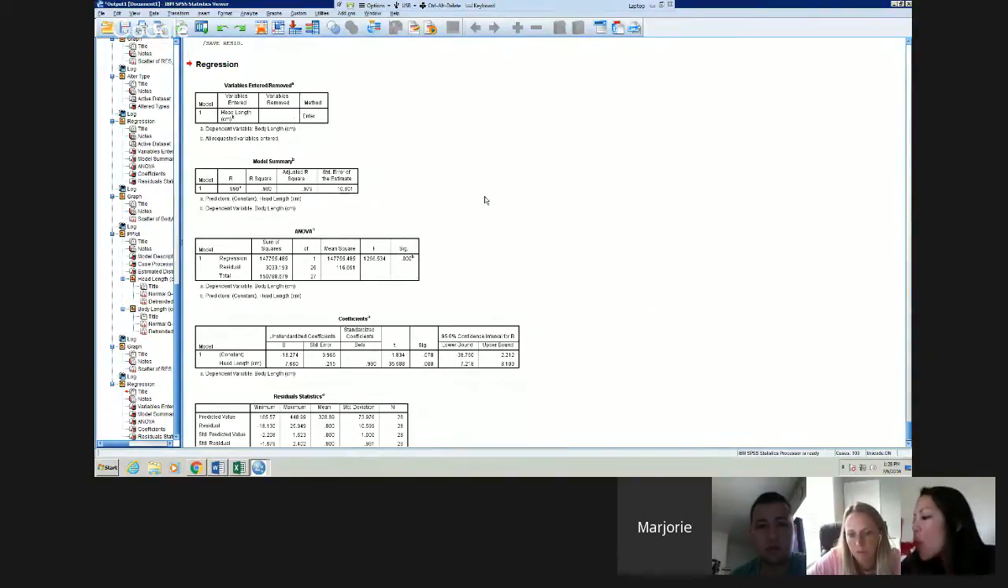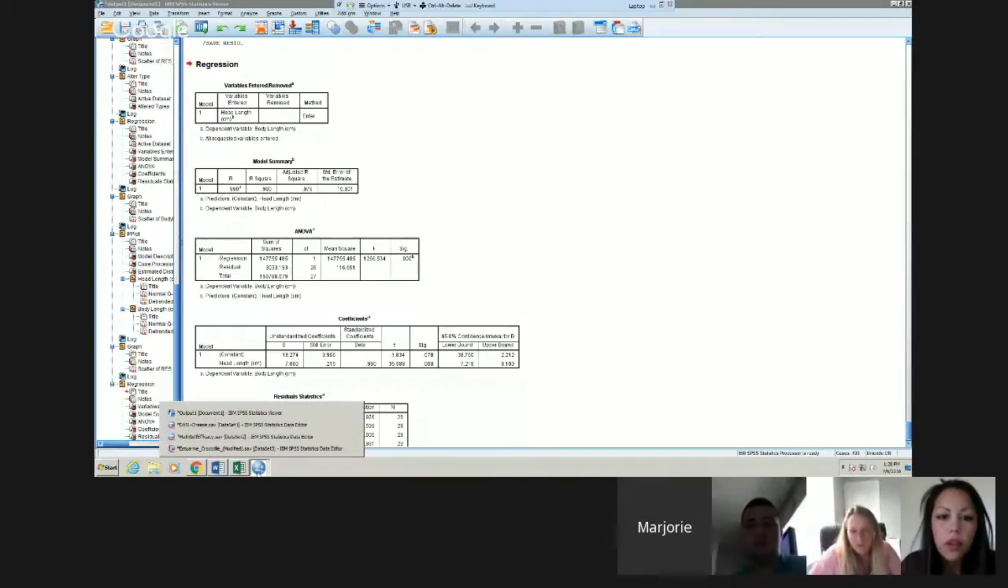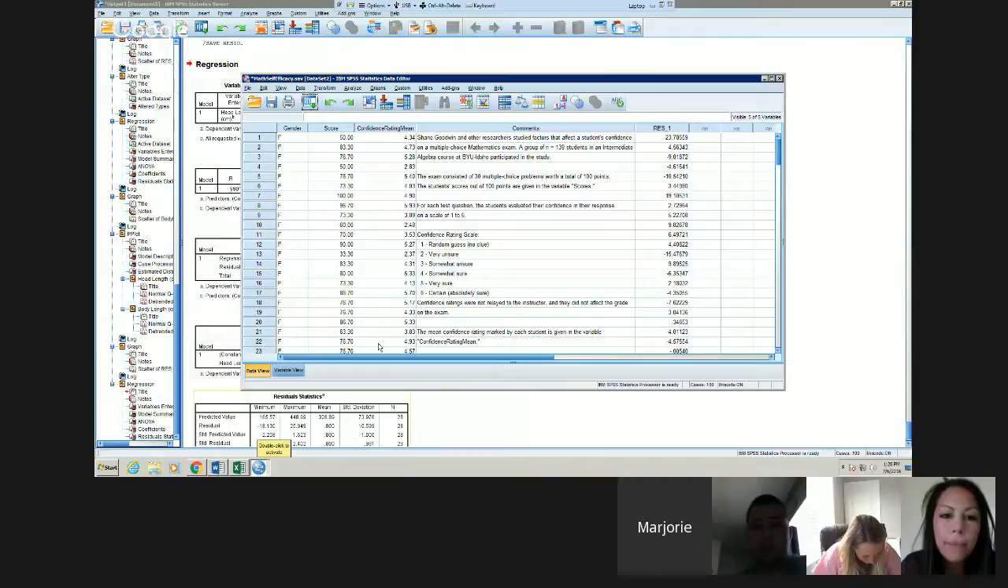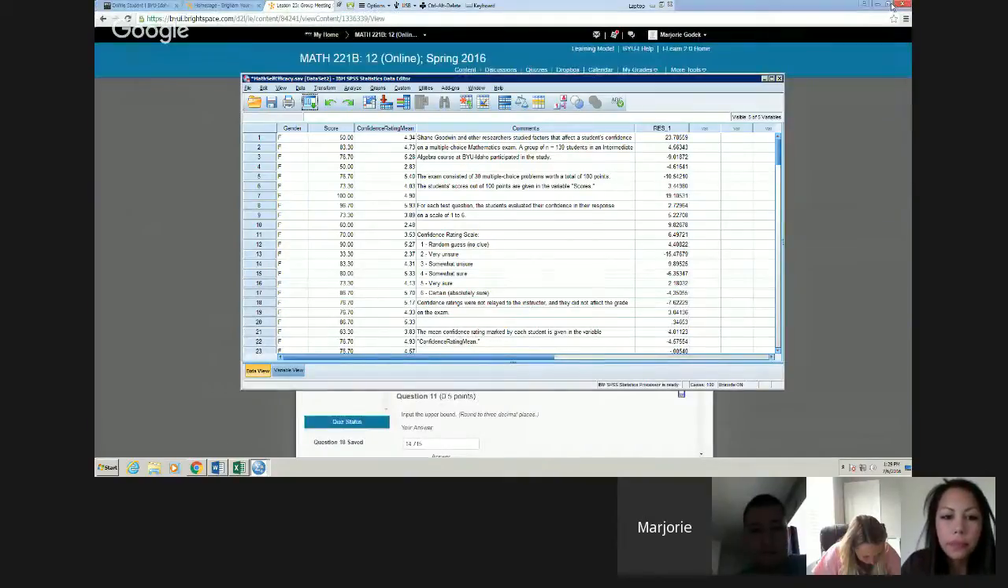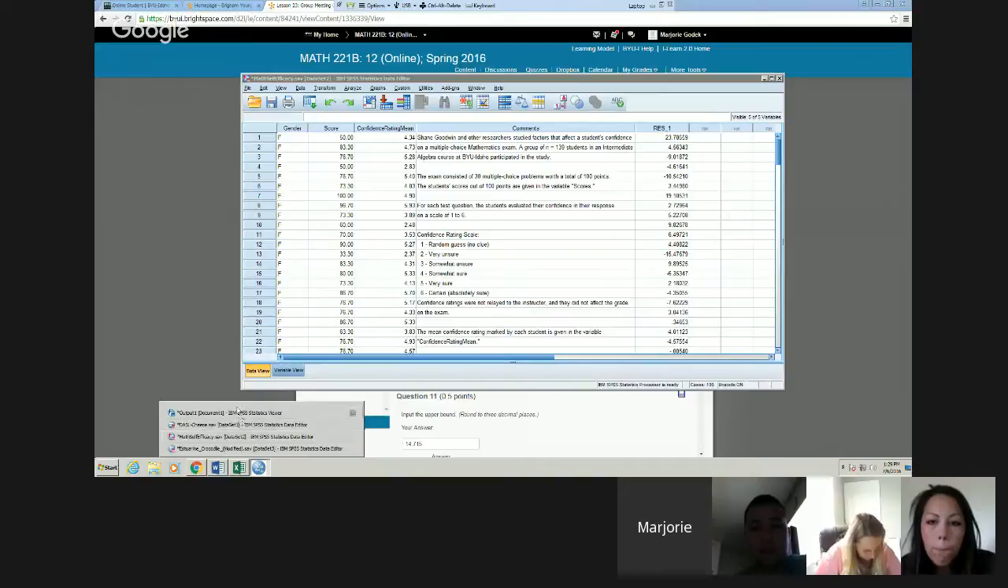Okay, 0.443. Now let's go back up. Numbers 5, 6, and 8 are wrong. Does 5 have to do with the other one, the math efficacy? 6 and 8 do. What'd you get for number 18? 18 is A, a plot of residual support. I don't think I have the output for the math efficacy.